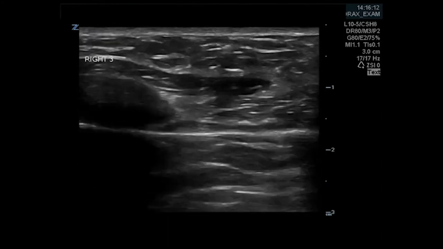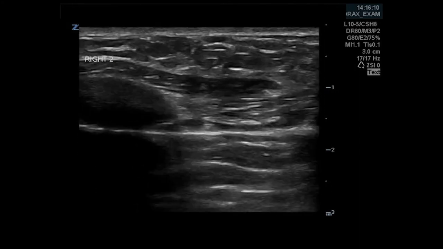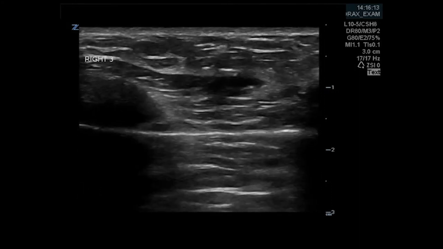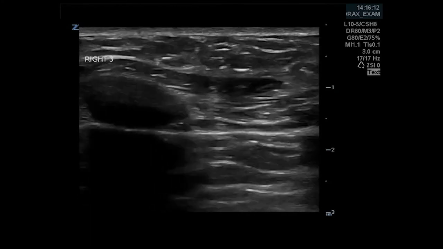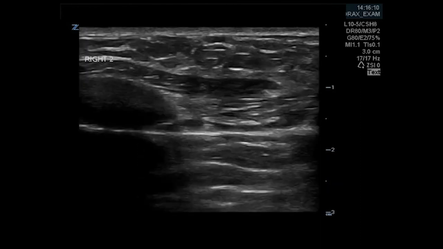This clip again demonstrates the subcutaneous tissue, the muscular layers, the ribs, and the pleural line. Note that in this image, you no longer have the movement or ants crawling along the pleural line. This is a patient with a pneumothorax.